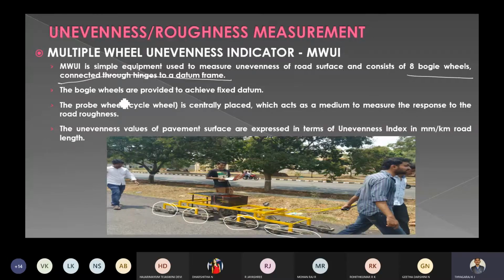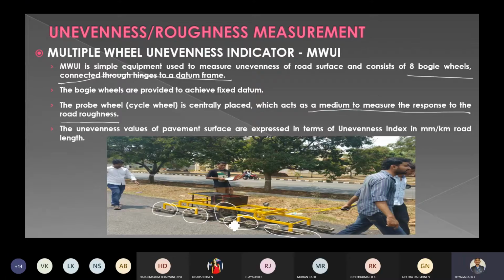Then the bogie wheels are provided to achieve a fixed datum. So when there is an undulation in the pavement surface, that is, up and down in the pavement surface, it will record the reading. The probe wheel, a cycle wheel, is centrally placed and acts as a medium to measure the response of the road roughness.